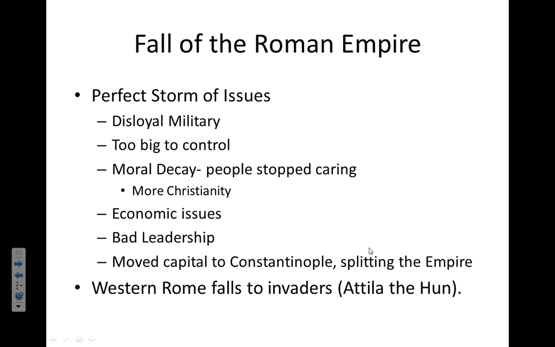And then a major thing was Constantine moved the capital to Constantinople, which was in the east. The seat of power is now in the east rather than the west where it originally was. This splits the empire in half. So then finally in 476, Western Rome falls to invaders. Invaders that were Germanic coming from the west, or an example from the east would be the Huns, who were led by the famous chieftain Attila the Hun.